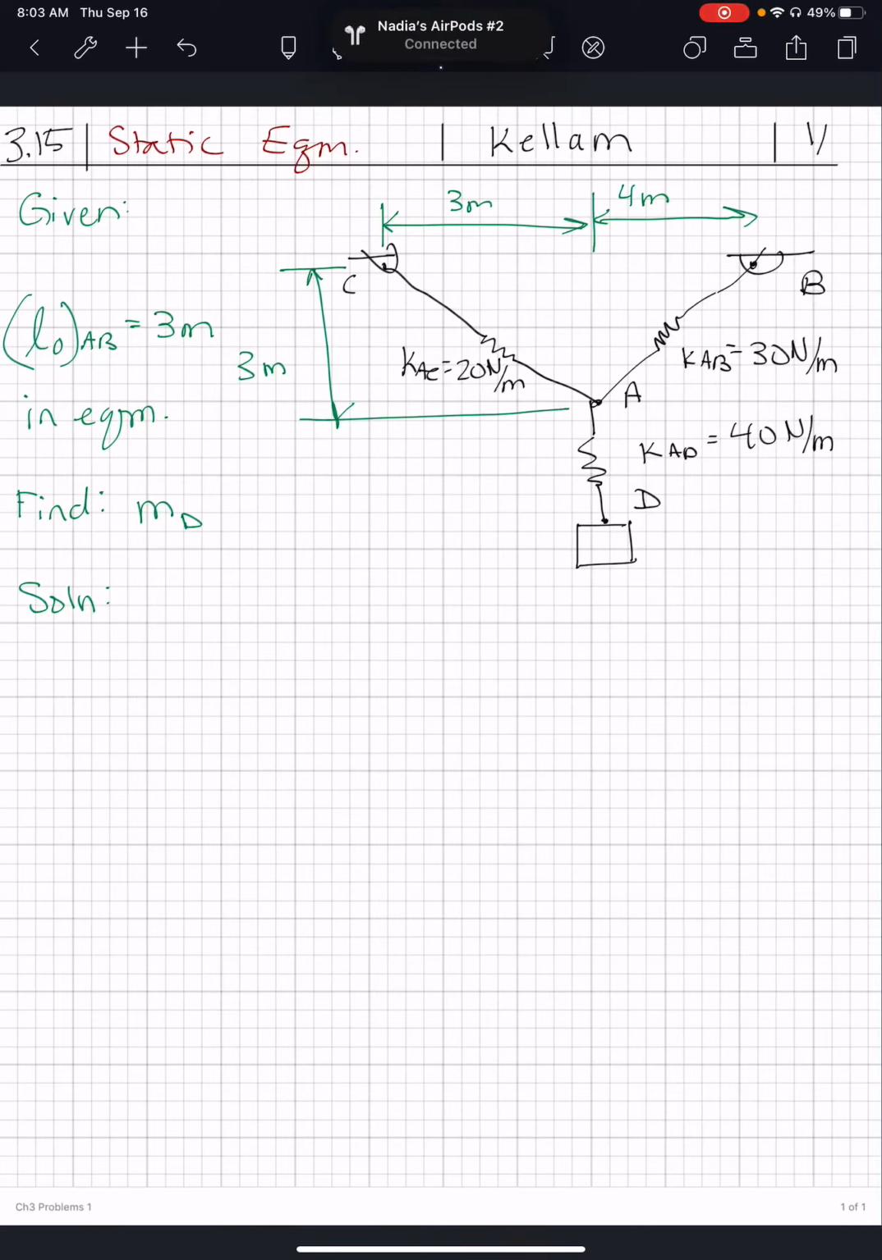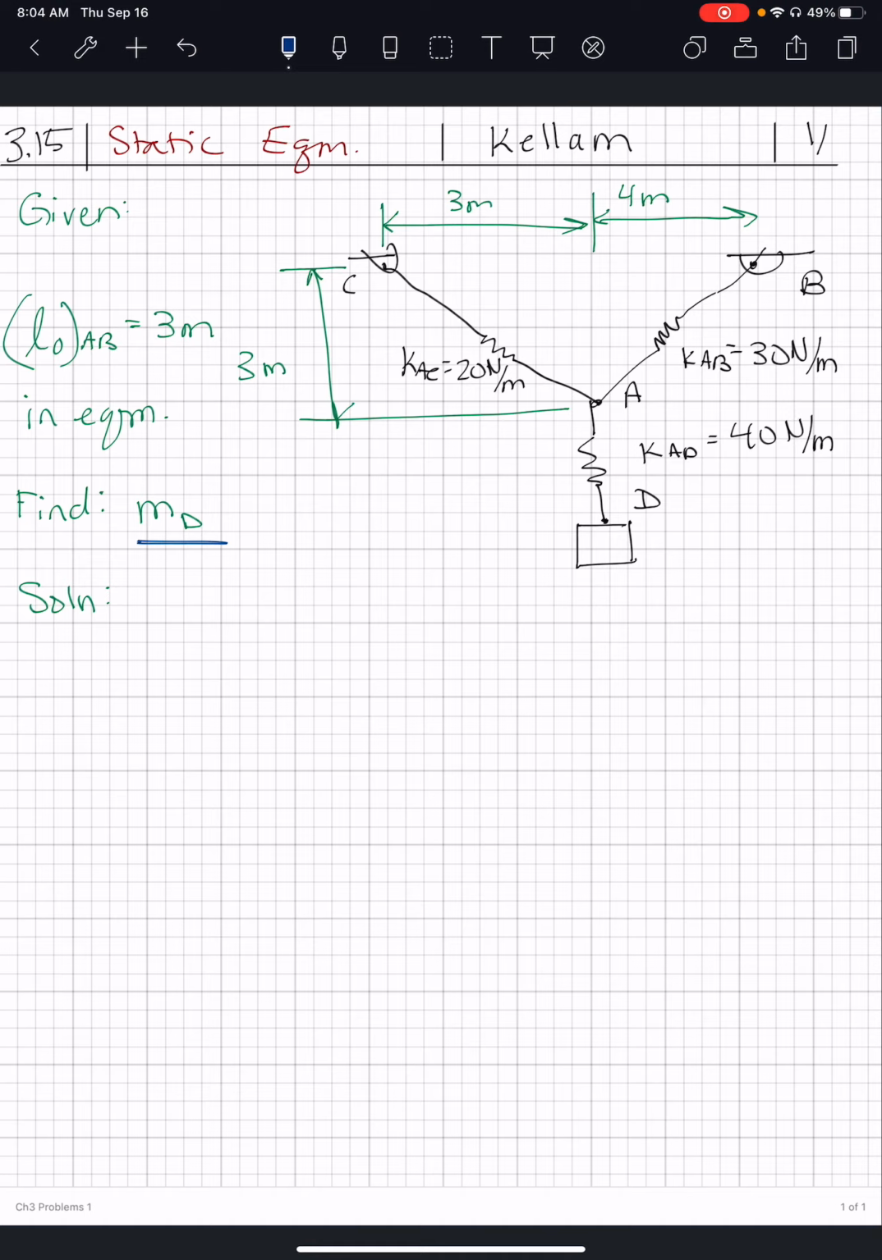This is problem 315. It says the unstretched length of spring AB is 3 meters. If the block is held in the equilibrium position shown, determine the mass of the block at D. I just redrew what they gave us in the textbook. The unstretched length of the spring AB is 3 meters. The system's in equilibrium, and they want us to find MD.